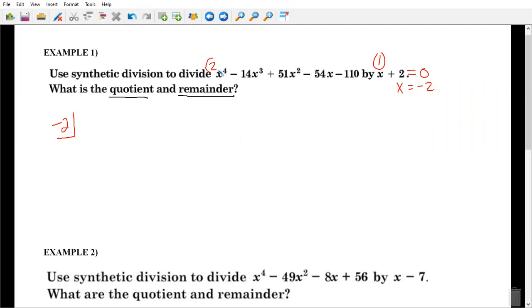Step 2 is to list out my coefficients. I need to make sure that it's in standard form and that all terms, starting from the greatest, working my way down to the least, are listed. Am I missing any terms? Nope, so I'm good to go. So my leading coefficient is a 1. Then I have -14, 51, -54, -110.